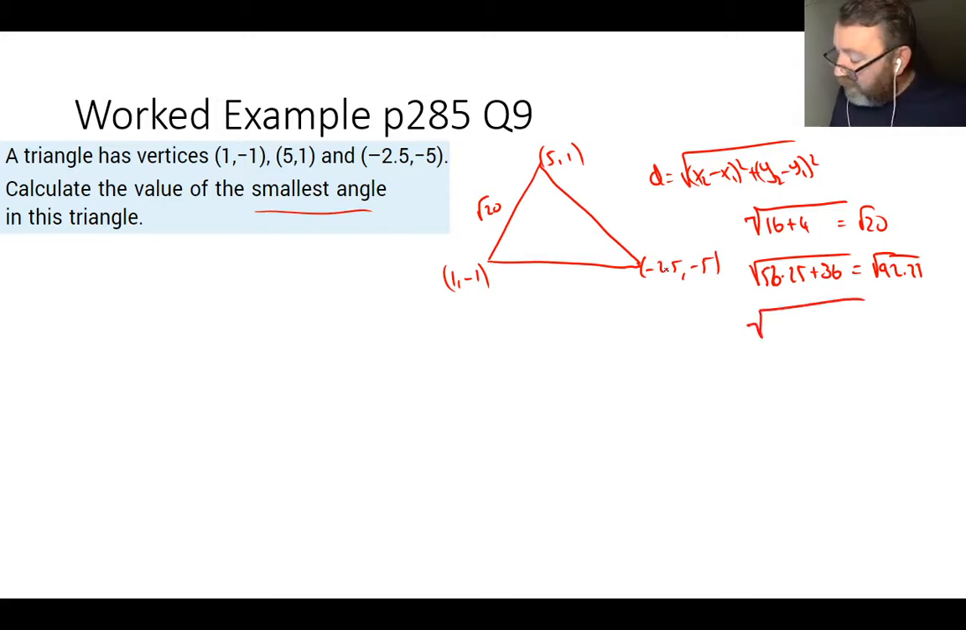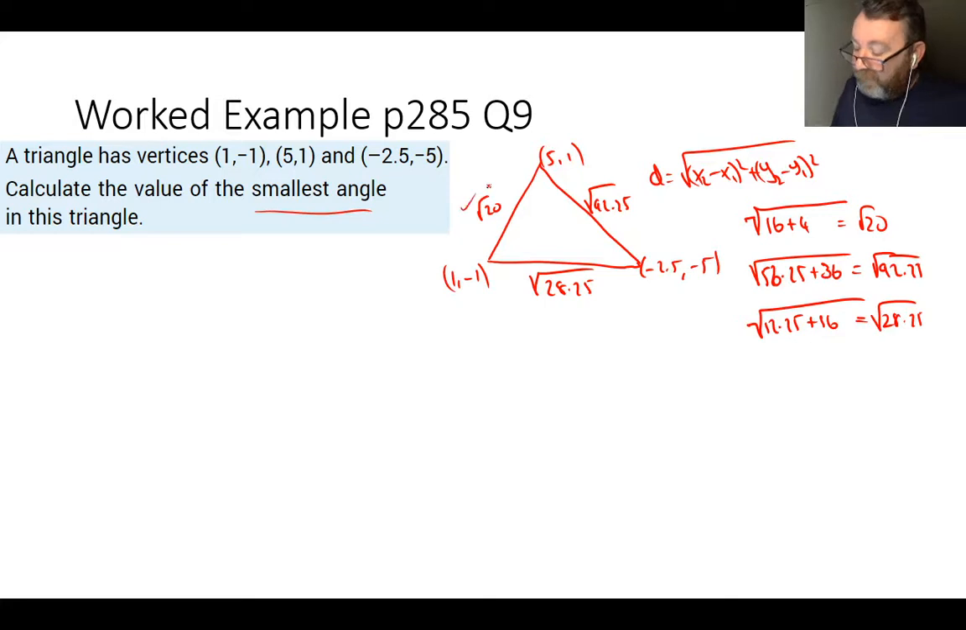And the last one then is the length between these two. So this is the square root of 92.25. And the last one then is between these two. x2 minus x1 becomes 1 minus minus 2.5, which is 3.5 to be squared, and 3.5 squared is 12.25 plus y2 minus y1, minus 1 plus 5, which is 4, and that's 16. So that's 12.25 plus 16, which comes out as 28.25. Aha. So if that's the square root of 28.25, you can see straight away that's the smallest side.